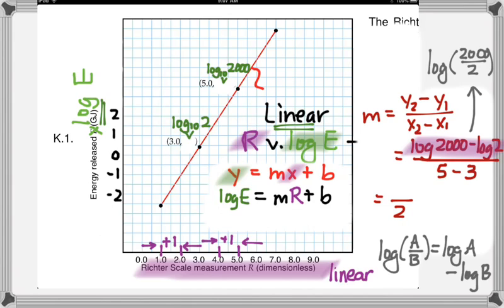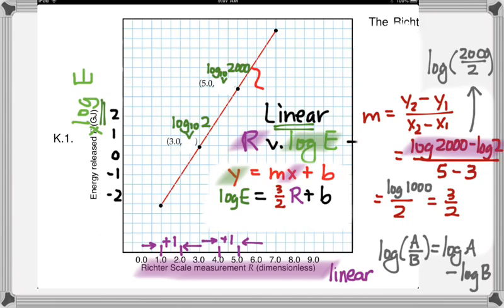But 2,000 over 2 happens to be a number whose common logarithm is pretty nice. What is the common log of 1,000? 3. So it turns out that the slope of this red line is not that nasty after all. The slope of this red line turns out to be 3/2. So we can just drop 3/2 right into our linear equation form. And we're halfway home toward finding an equation for this linear relationship.